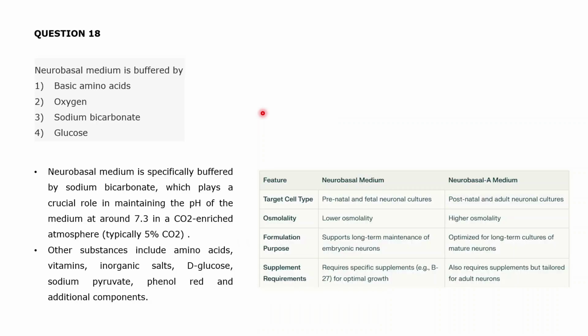Coming to question number 18: Neurobasal media is buffered by which of the following: first option, basic amino acid; oxygen; sodium bicarbonate; or glucose? Which might be the answer? Neurobasal media. Sodium bicarbonate. We have discussed that, right?